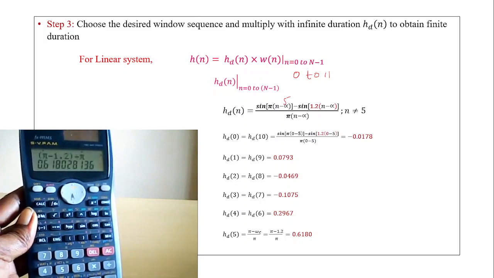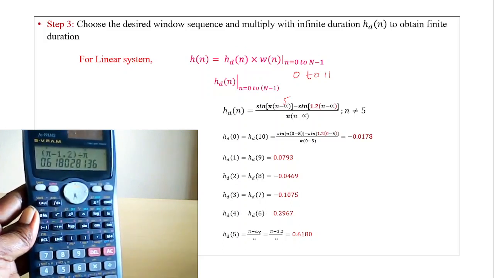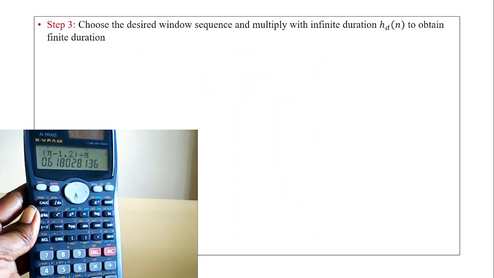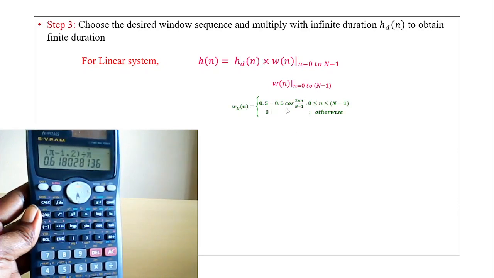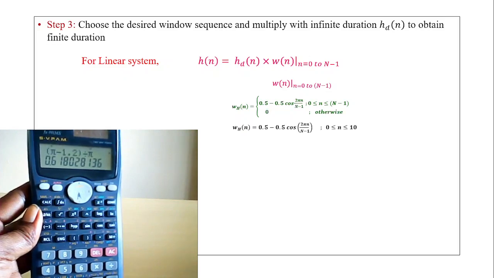So it is 0.6180. Similarly, we have to find W of n. The window sequence that we have to use is the Hanning window. The formula is 0.5 minus 0.5 cos(2 pi n by N minus 1). So n from 0 to 10 here, right? W of 0, we will see what it is.